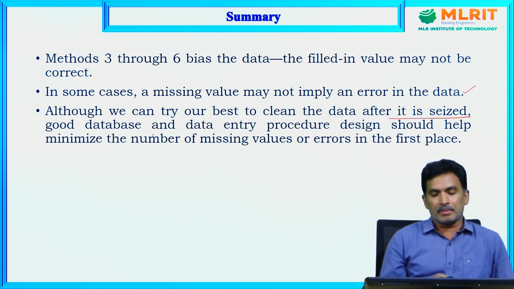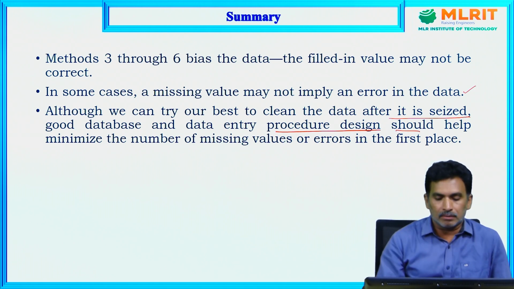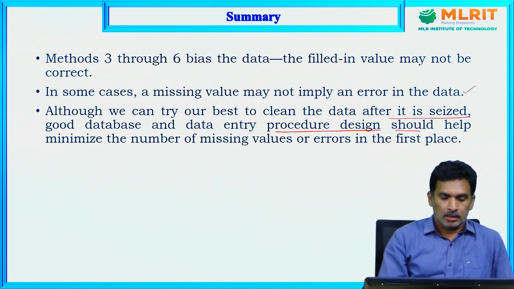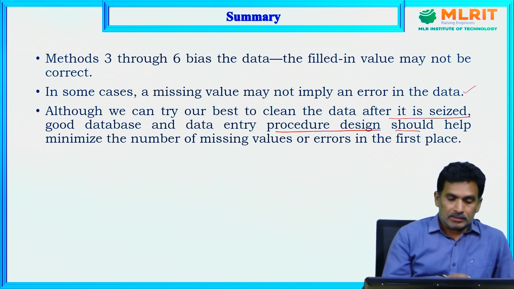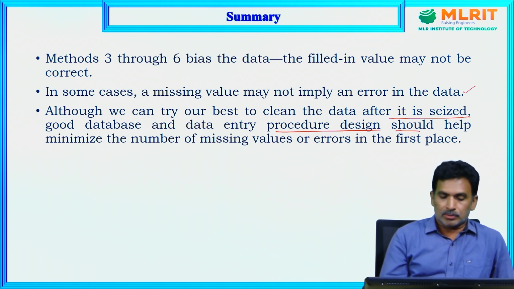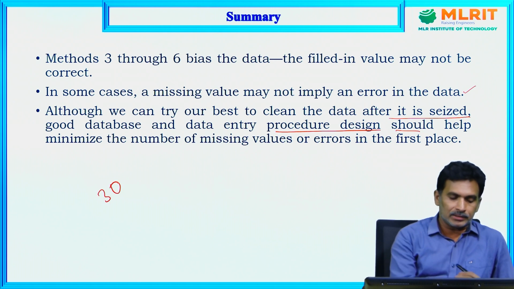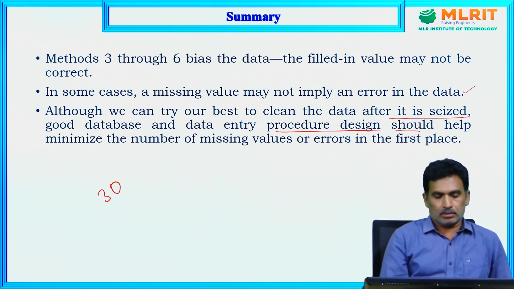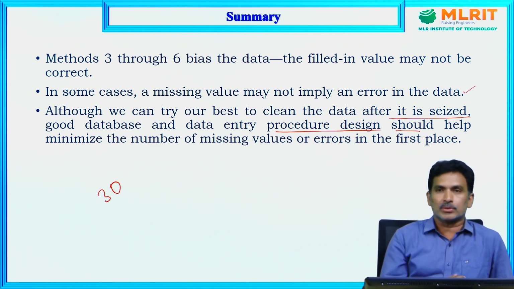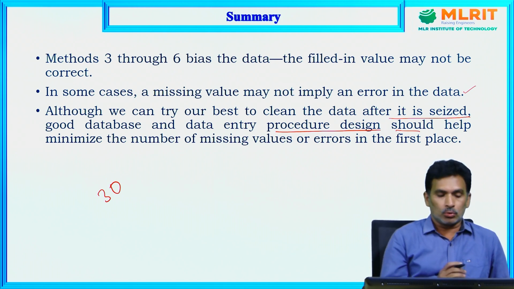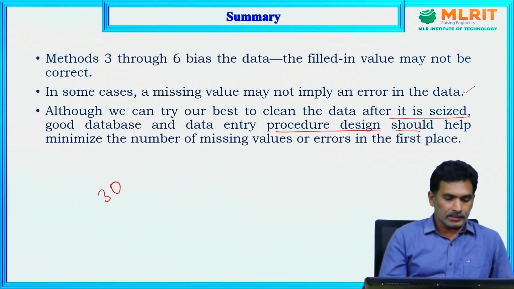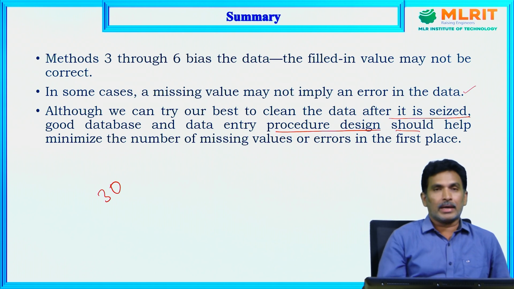a good database and data entry procedure design should help to minimize the number of missing values or errors in the first place. Suppose there are some 30 fields, and for all the customers, those 30 fields may not be applicable. In that case, what could be entered under that attribute? That is the way we could minimize the number of missing values or errors at the data entry level.